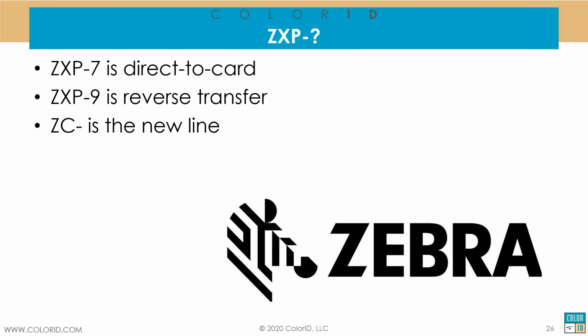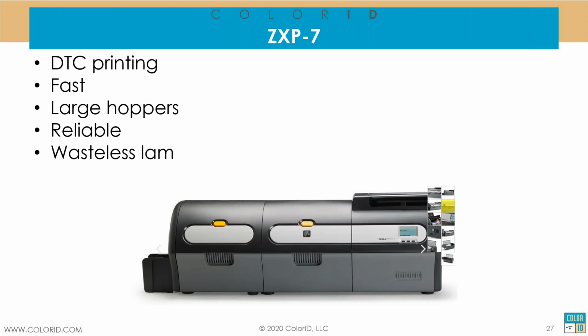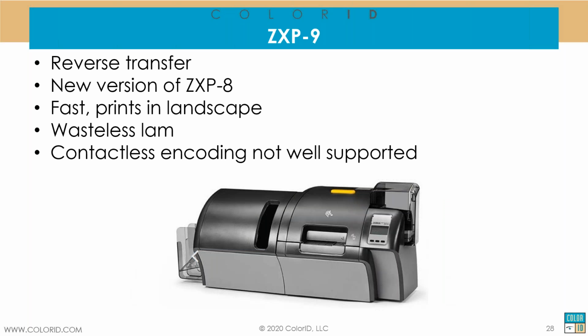The 7 is a direct-to-card. The 9 is reverse transfer. There was a ZXP8 that preceded the 9, and then ZC is the new line. So Zebra has essentially 3 kinds of printer right now. If you're looking to print large quantities, you like large hoppers, you need to laminate, then the ZXP7 is a printer you might want to look at. It does take up a lot of space on a countertop or a desk, but it is quick and it is reliable. And it also has the wasteless lam that we talked about on the HID printer. So very, very good machine there.